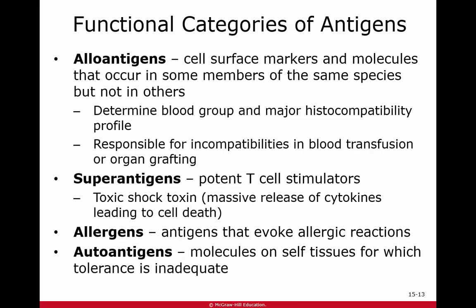Superantigens are potent T-cell stimulators, like toxic shock toxin, that cause a massive release of cytokines, and it leads to cell death. Allergens are antigens that cause allergic reactions, and autoantigens are molecules on our own tissues, and if tolerance is inadequate, it can lead to autoimmune diseases like rheumatoid arthritis.